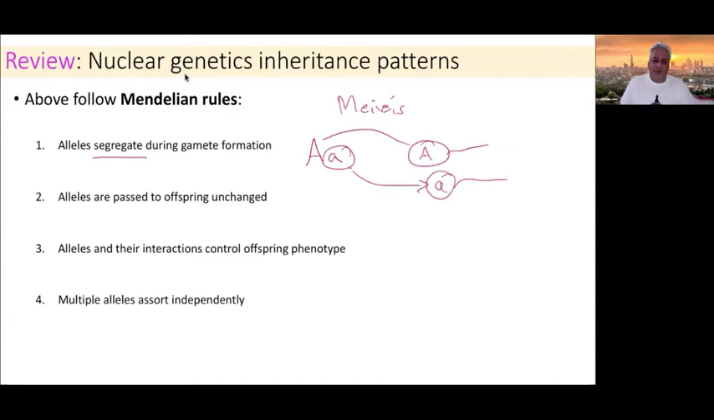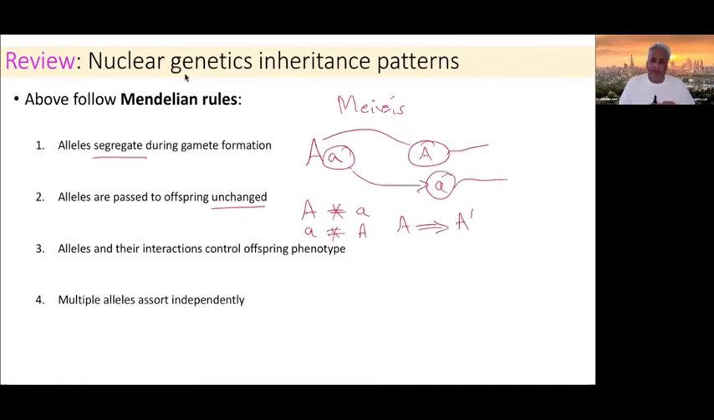So you have segregation. The second rule says we have to assume that these alleles are stable. So a big A does not change into a small a. A small a does not change into a big A. And that also applies to big A not changing into something else. So we have to assume that.